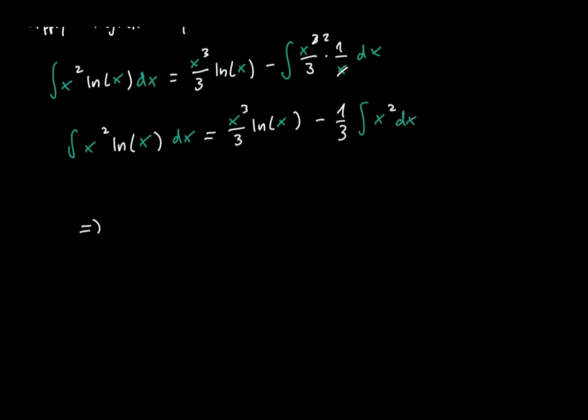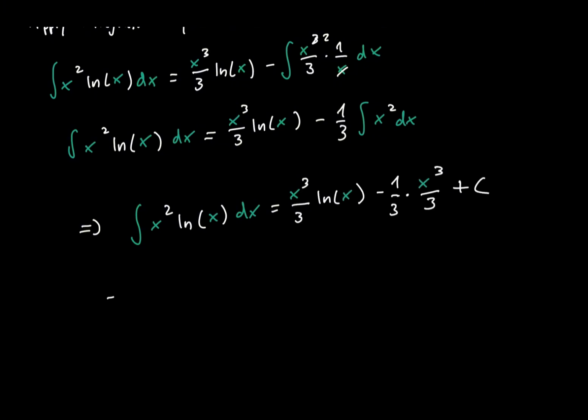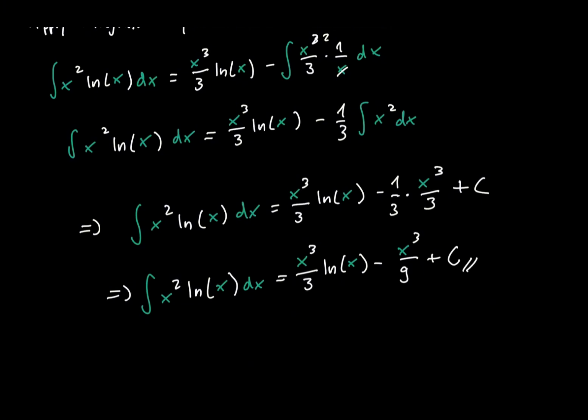So we get x cubed over 3 natural log of x minus 1/3 times x cubed over 3. That simplifies to x cubed over 3 natural log of x minus x cubed over 9 plus C.